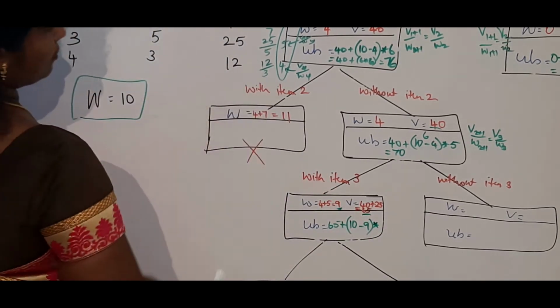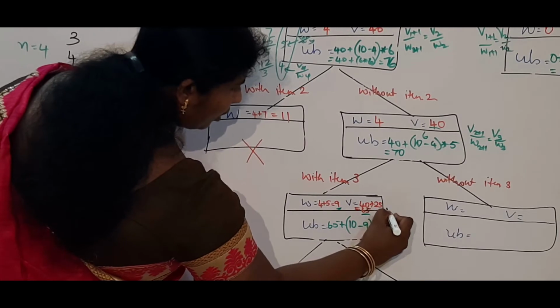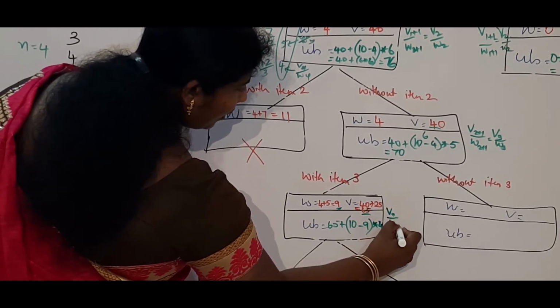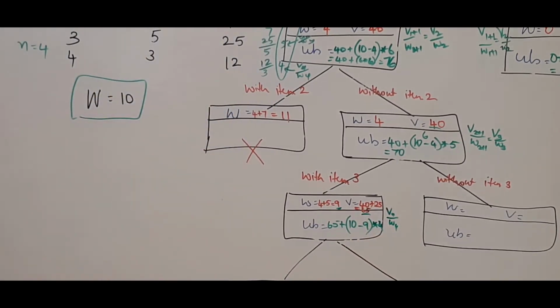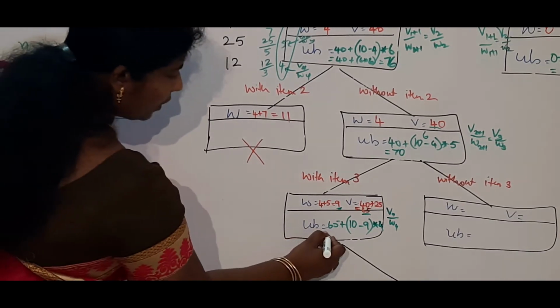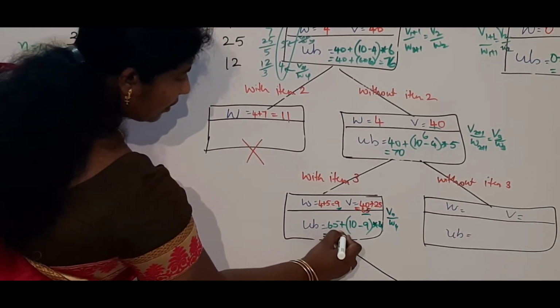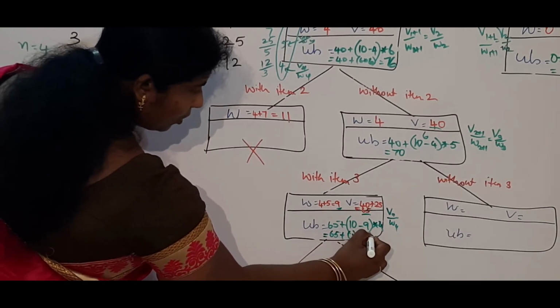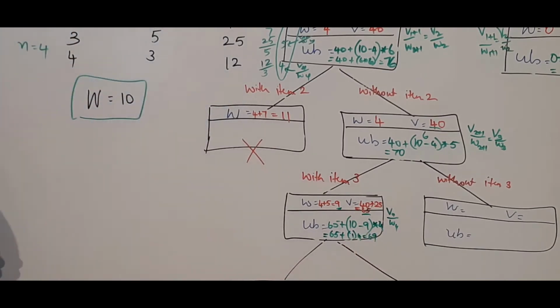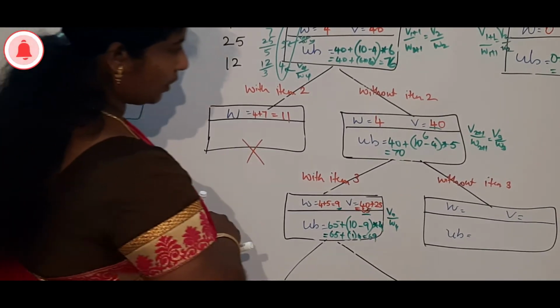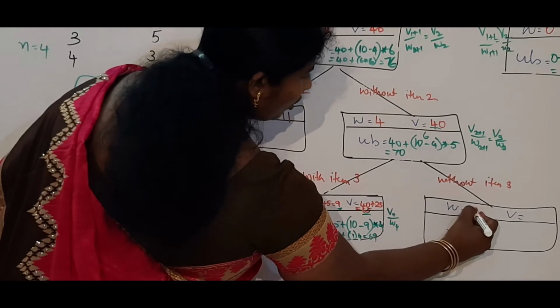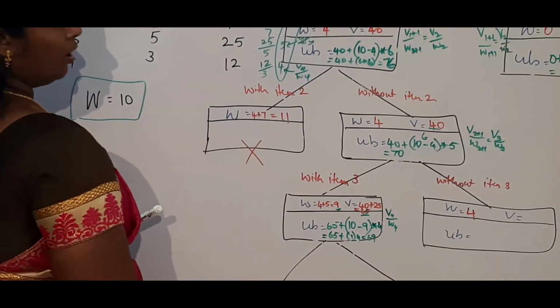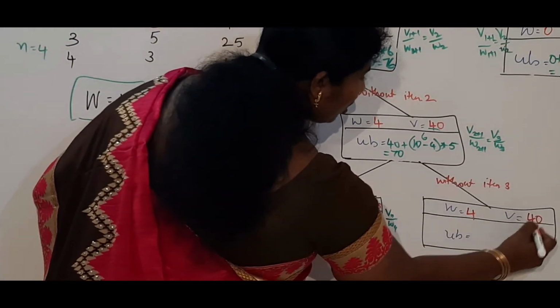So the multiplication factor is going to be 4. That is V4 by W4. So what would be my value? So now I have 65 here and I have 1 left here multiplied by 4, that is 69 I have as my value. So now here, if I don't add the third item, what would be my weight? It will be 4 and my value would be 40.